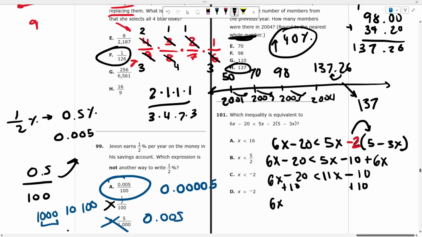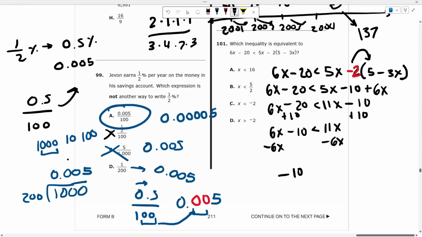Okay? So now we're going to add 10 on both sides. So I get 6x minus 10 is less than 11x. And I'm going to subtract 6x on both sides. And I get that negative 10 is less than 5x. Now if I divide both sides by 5, I get that negative 2 is less than x.